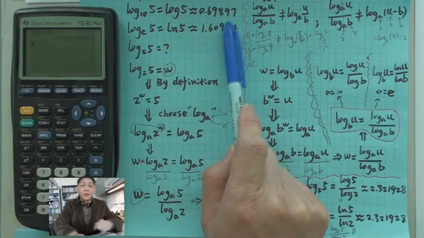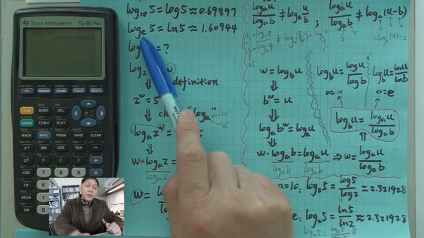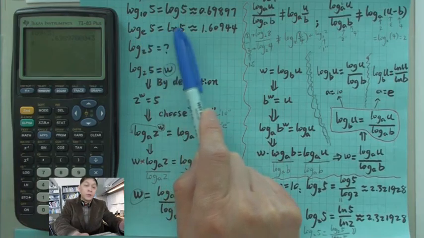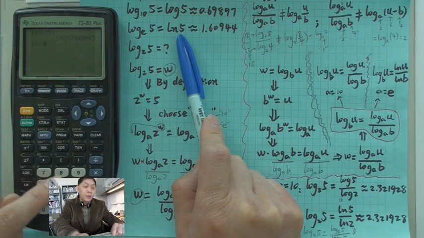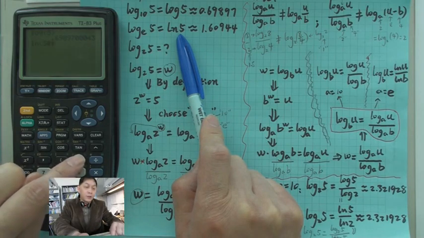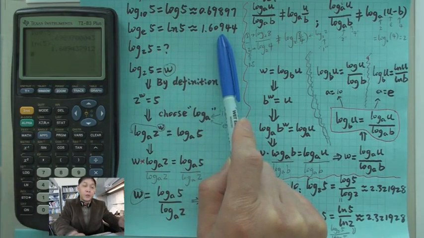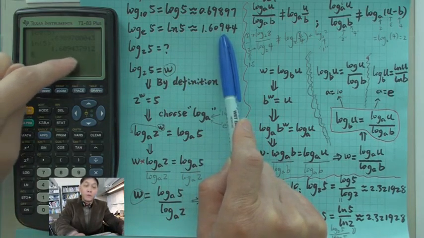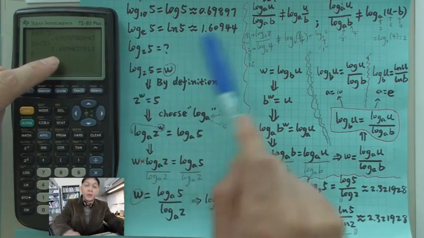0.69897, something like that. If the base is e, then you know that's natural log, so what you do is natural log 5, close parentheses. That's 1.6094. Okay, rounding the 7 up to 3.